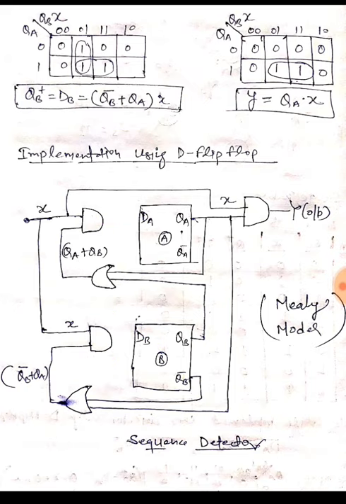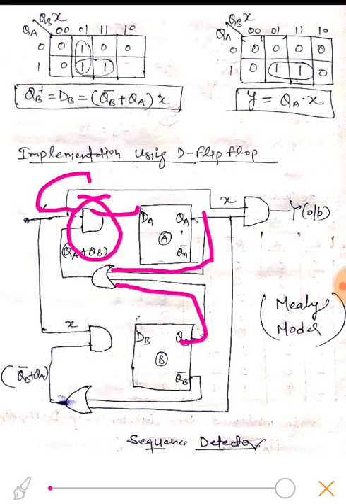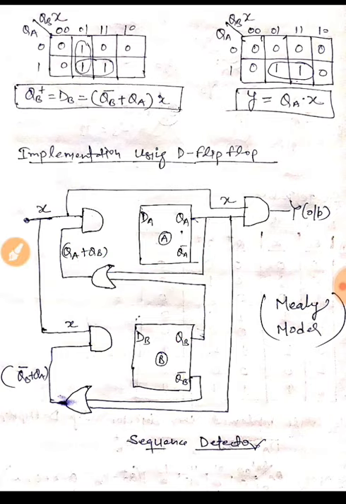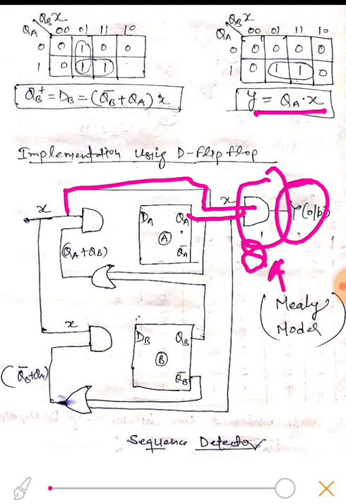Similarly, what is DA? DA is QB plus QA multiplied by X using this AND gate. And what is our output? We have calculated the output as QA into X. So we will use an AND gate, with one input X and another input QA. So the output would be QA multiplied by X.